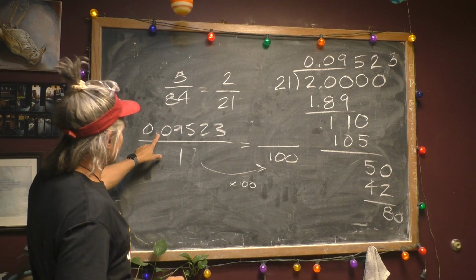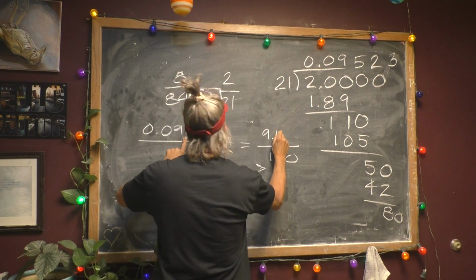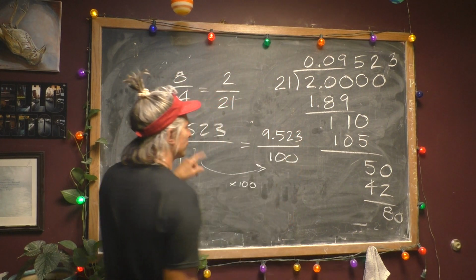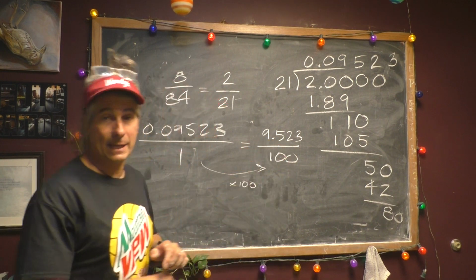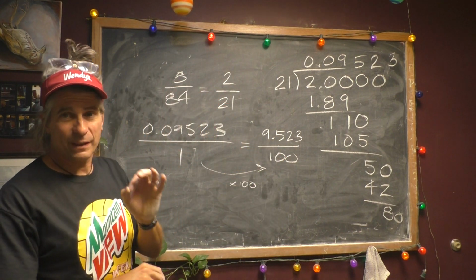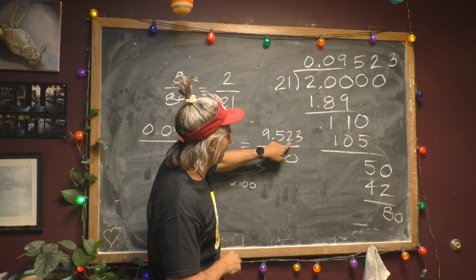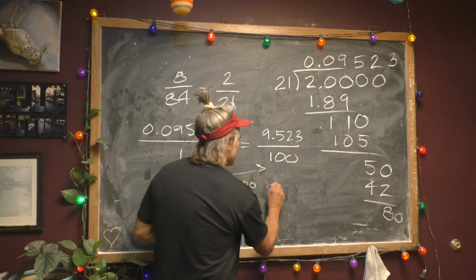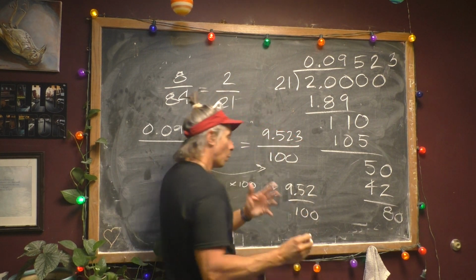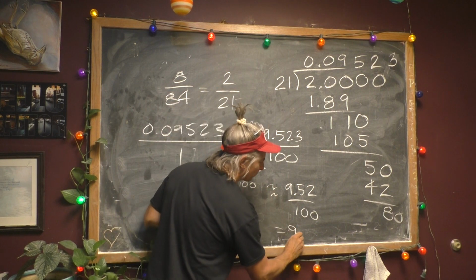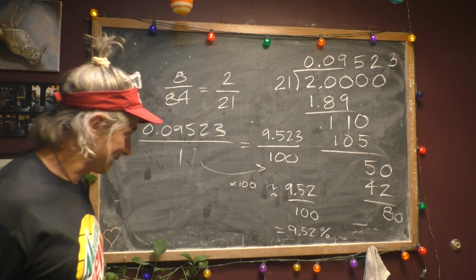That means the decimal has to come 2 to the right to make it bigger, which makes this thing 9.523. So as a percent, this is 9.523%. If we round this off to the nearest hundredth place, it's the 2 right there, which would mean it would be rounded off to 9.52%, or not more properly, but probably more commonly written as 9.52 with the percent symbol.